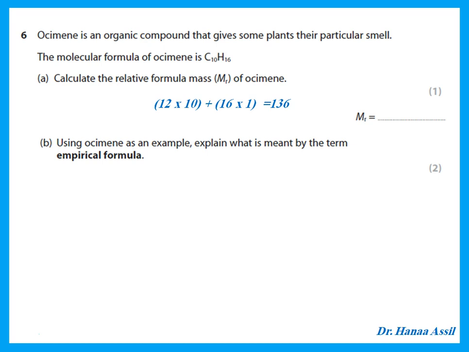So the mass number of carbon is 12 times 10, plus the mass number of hydrogen is 1, and I have 16 of it. So the total Mr is 136. Then, using ocimene as an example, explain what is meant by the term empirical formula.